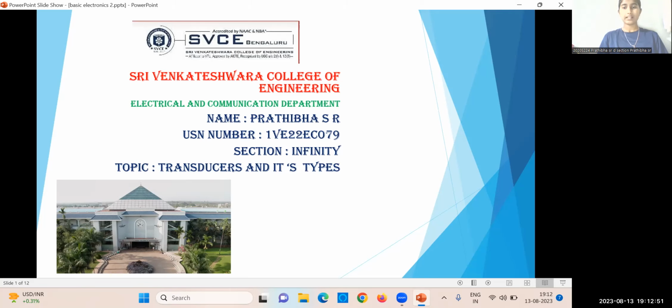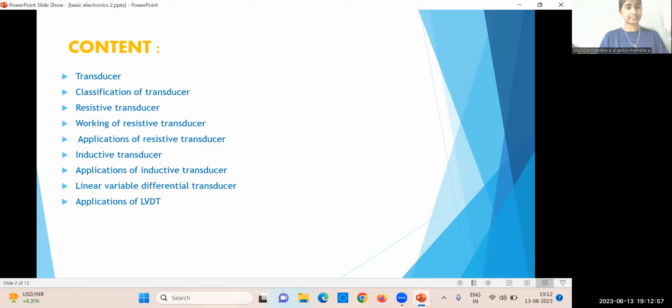Firstly, let us go through the content. First, let us know the actual meaning of transducer, classification of transducer, resistive transducer, working of resistive transducer, applications of resistive transducer, inductive transducer, applications of inductive transducer, and let us see the meaning of linear variable differential transducer, which is commonly called LVDT, and applications of LVDT.